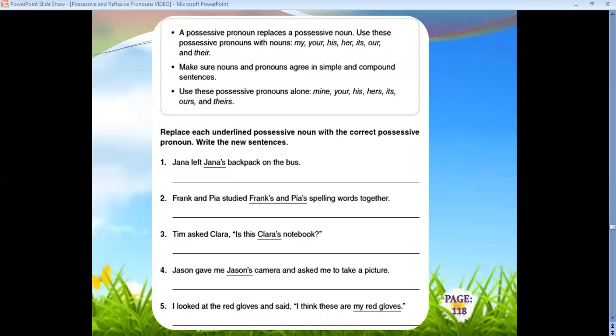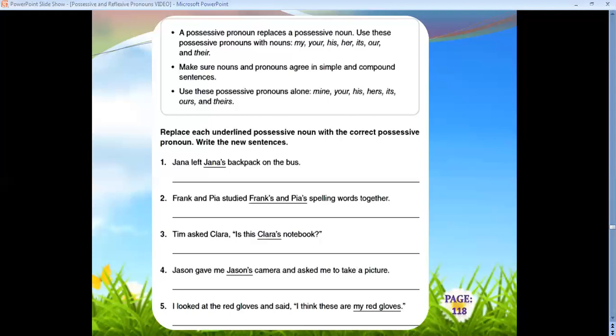Frank and Pia studied Frank's and Pia's spelling words together. These spelling words are for Frank and Pia. So Frank and Pia studied their spelling words together, right? Yes. Tim asked Clara, "Is this Clara's notebook?" He's talking to her. Face to face, he's talking to her. So Tim asked Clara, "Is this your notebook?" She's standing right there in front of him. So, is this your notebook?